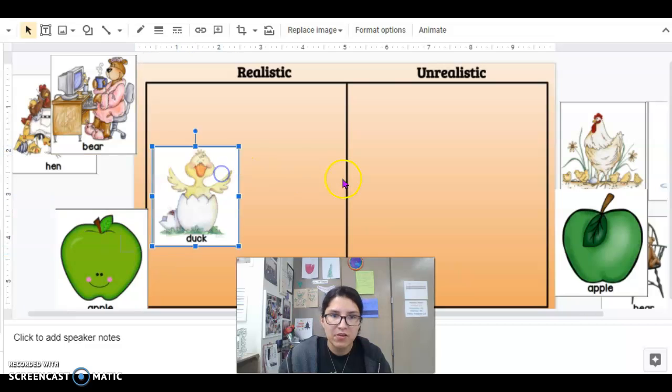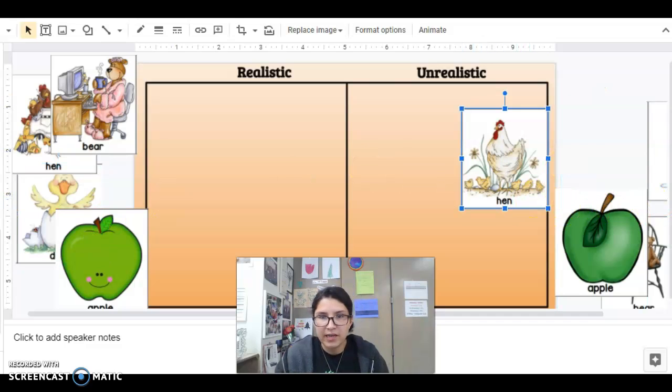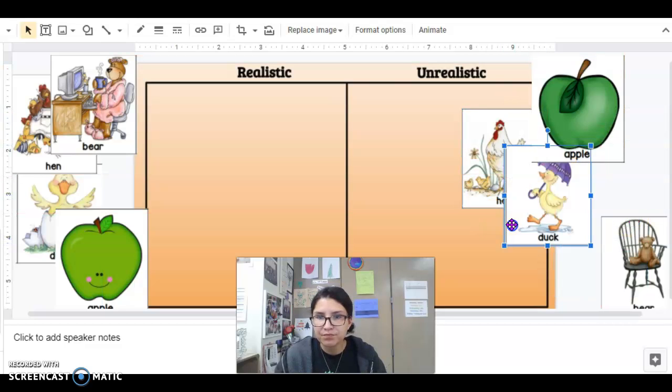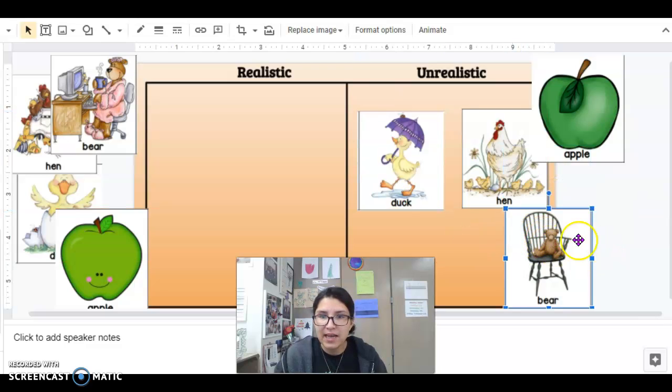And then here's another picture of a duck that just hatched. Okay. Here is just a hen with her baby chicks. An apple, a duck with an umbrella, and here is a teddy bear on a chair. It's not alive, just sitting on a chair.